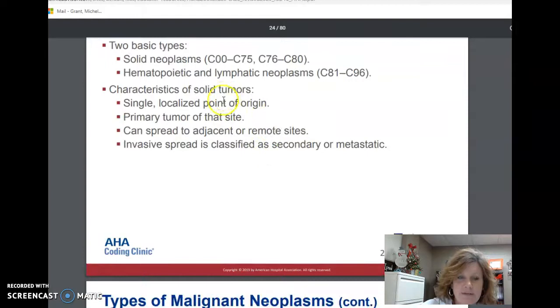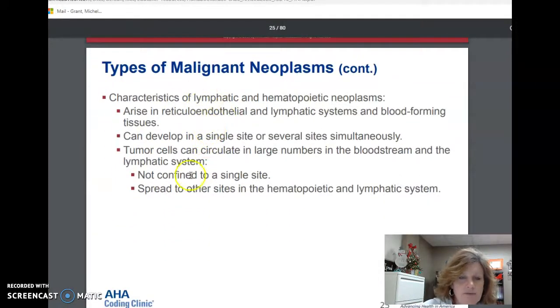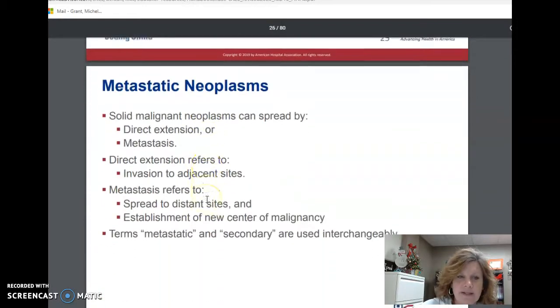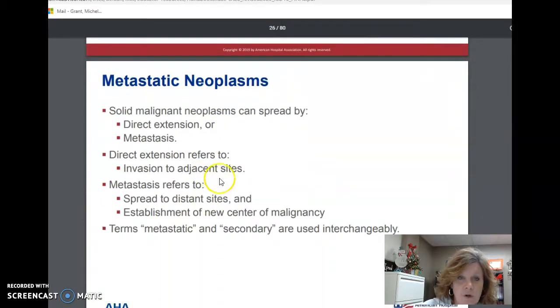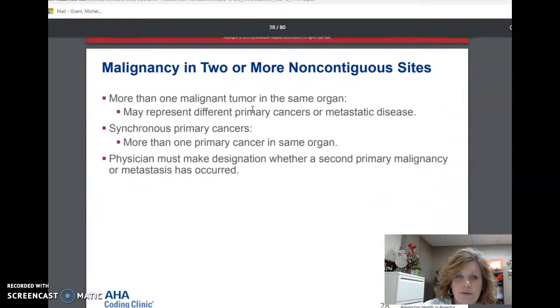We have characteristics of those solid tumors, single primary. Again, just read through this. This is your basic anatomy and physiology, what you need to know. How does our metastatic neoplasm spread? Direct extension, they metastasize, and we'll get into that because you really have to know the word metastatic and secondary and how to use it in a statement. We have overlapping sites, which would be contiguous sites, so then you're going to use your fourth digit 8 with those.